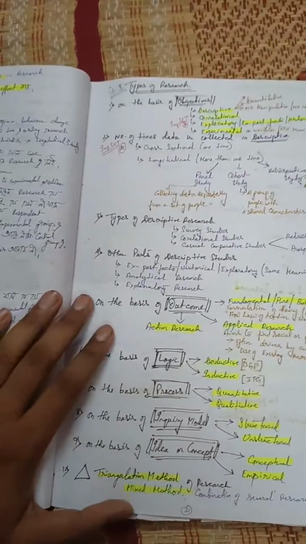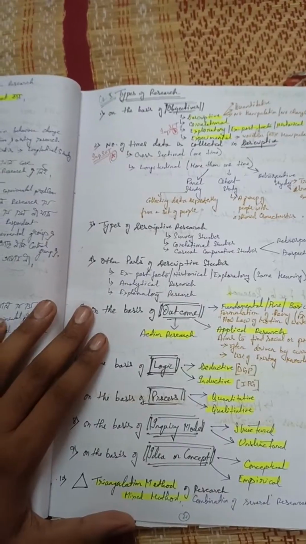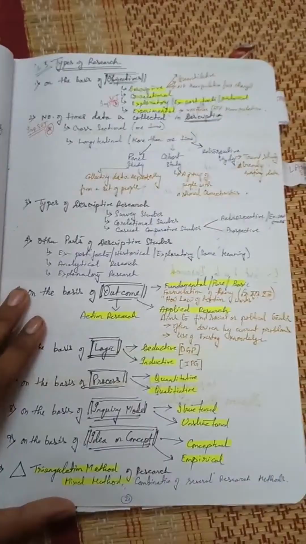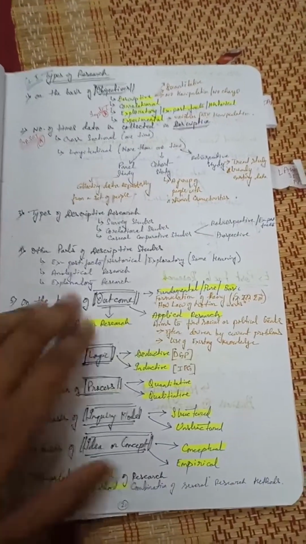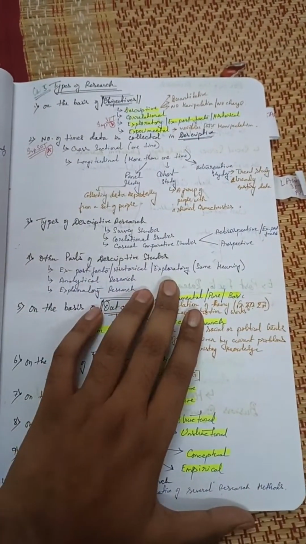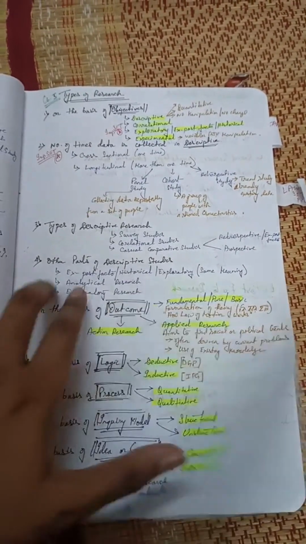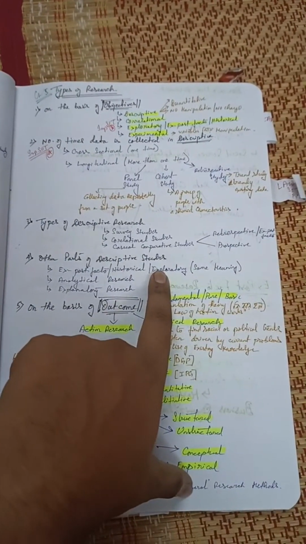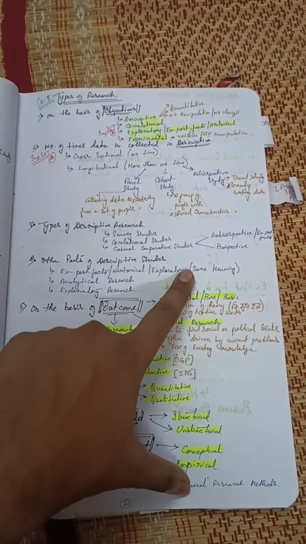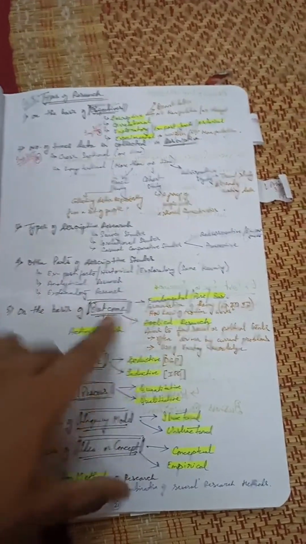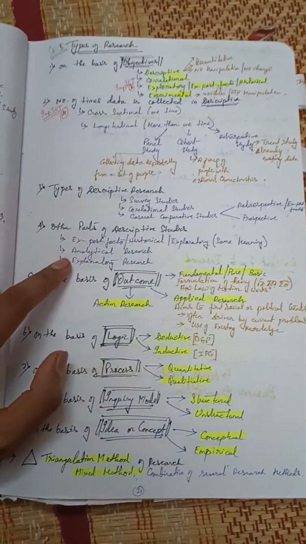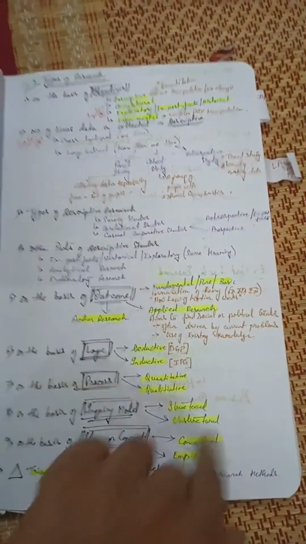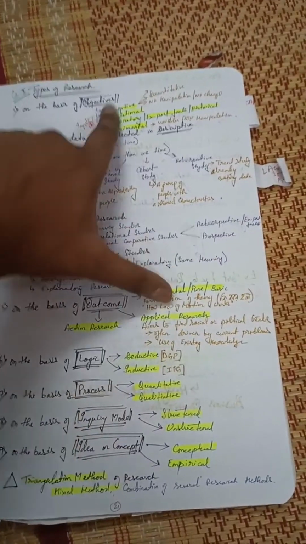The fourth part deals with the other part of descriptive study, which states that ex post facto, historical, explanatory have the same meaning. Ex post facto is equal to historical is equal to explanatory. These three things are the same. Under descriptive study, we also have analytical research and explanatory research. This is the introductory part of types of research.